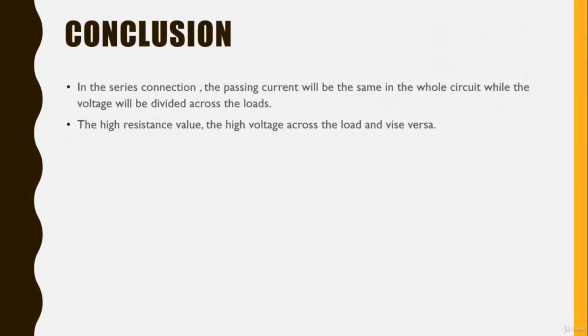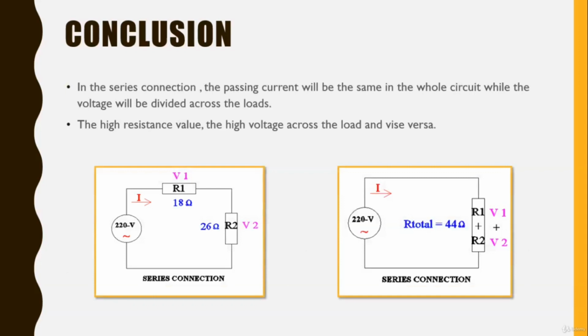Conclusion. In the series connection, the passing current will be the same in the whole circuit, while the voltage will be divided across the loads. Also, the high resistor has the high voltage and vice versa. And you can observe that from V2. V2 is equal to 130 volts. It's bigger than V1 because R2 is bigger than R1.